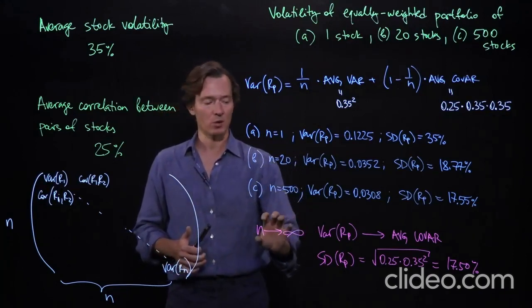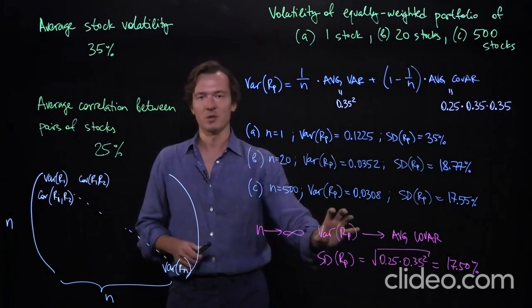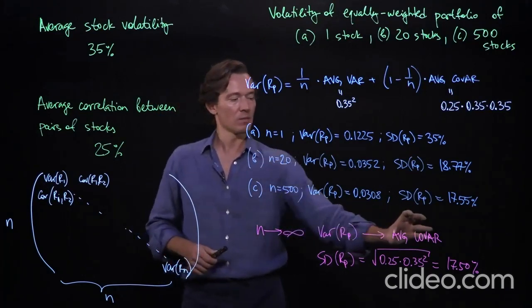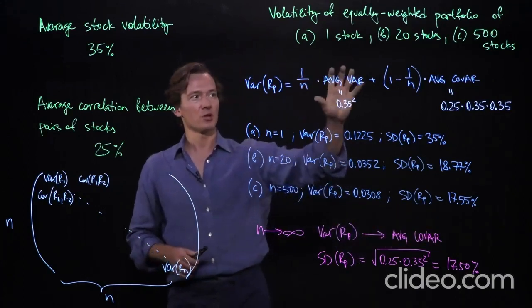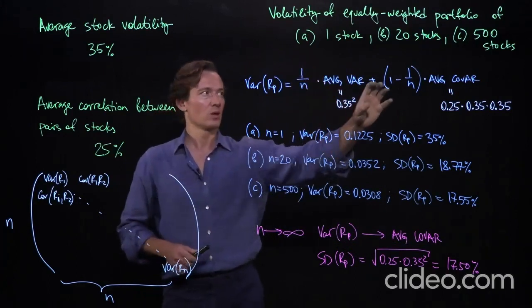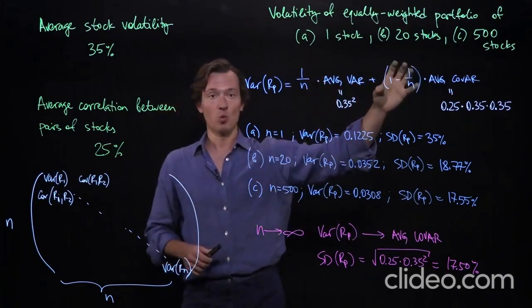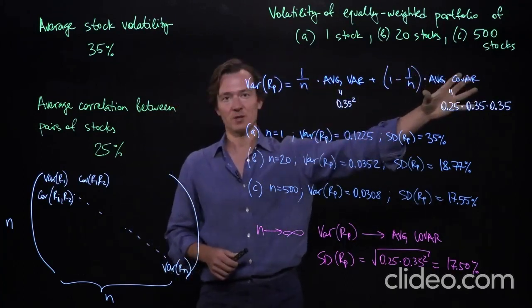Let's see what happens when we're combining more and more stocks in our portfolio. In other words, when n goes to infinity. When n goes to infinity, the variance of this portfolio is going to become equal to the average covariance. We could see it from this expression. 1 over n is going to go to 0 when n goes to infinity. 1 minus 1 over n is going to go to 1. And so therefore, this expression is just going to become the average covariance.